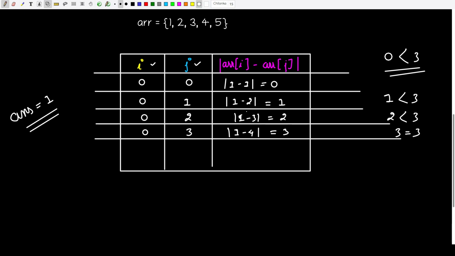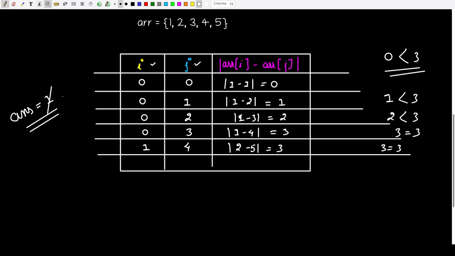Now once we have obtained this value, all we have to do is increase the values of i and j. So now the value of i becomes 1 and the value of j becomes 4. Again, we compute the difference. The difference is 2 minus 5, which is equal to 3. Since this is equal to k, we update our answer, and now the answer becomes 2. In this way, we have reached the end of the array. We have iterated through all the elements, and the number of pairs whose difference is equal to 3 is 2, and this is what we are going to return.